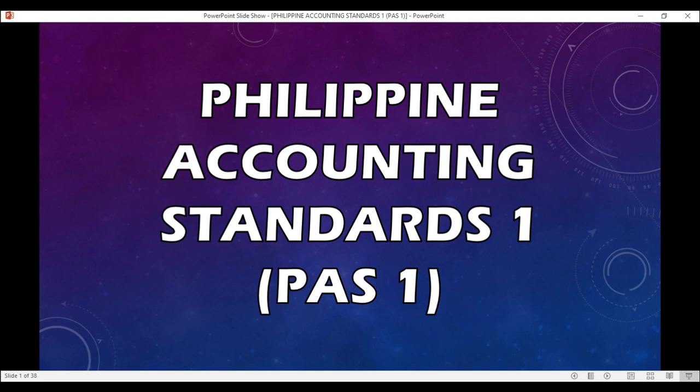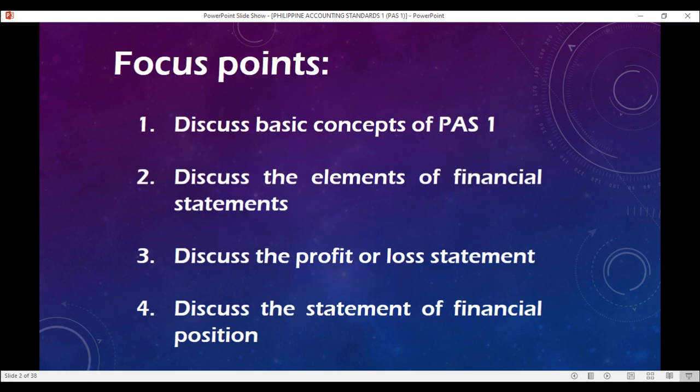Wait, a quick review for this standard: Philippine Accounting Standards 1 or PAS 1 is a Philippine adaptation of the International Accounting Standards 1 or IAS 1. Okay, so for this discussion, we're going to focus on 4 matters. We have to discuss the basic concepts of PAS 1, the elements of financial statements, profit or loss statements, and statement of financial position.